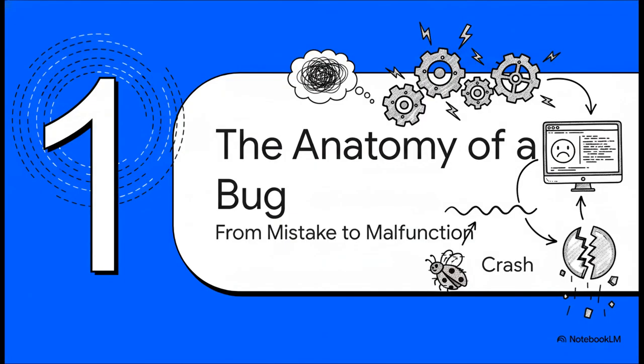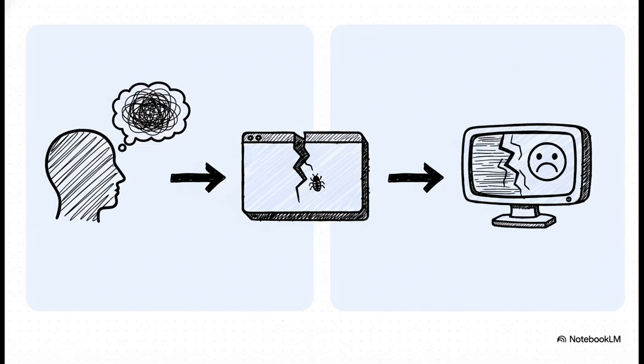We throw the word bug around all the time, right? But in the world of software, it's not that simple. There's actually a really specific chain of events that leads to a crash. And believe it or not, it almost always starts with a simple human moment. Okay, so it all kicks off with a human mistake. We call that an error.